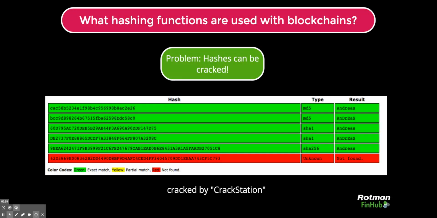Now, one problem that we should keep in mind is that these hashes can be cracked. So I went to a website called CrackStation and entered the respective hashes and just tried to crack them. And as you can see, MD5 and SHA-1 were quite straightforward, they were all cracked, whether or not I capitalized the letters of my name. Even for the SHA-256, my particular name had been cracked.